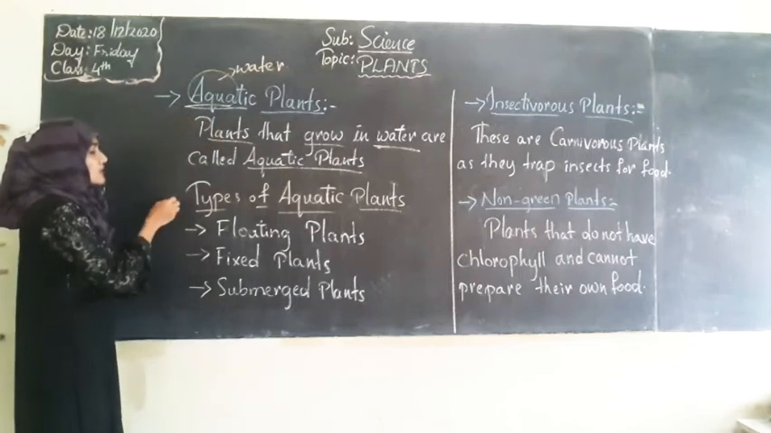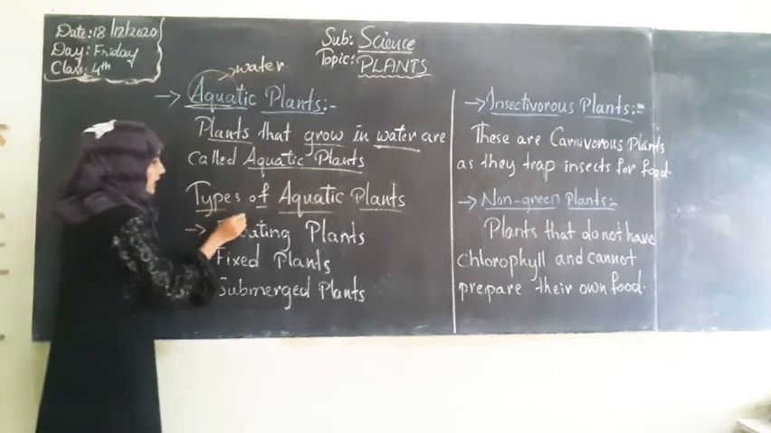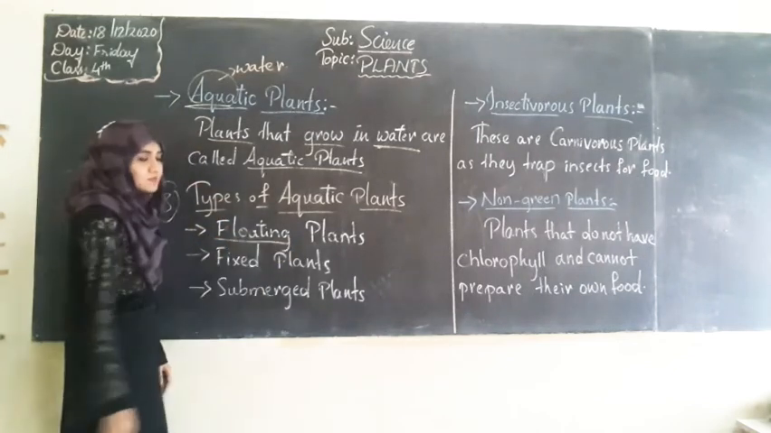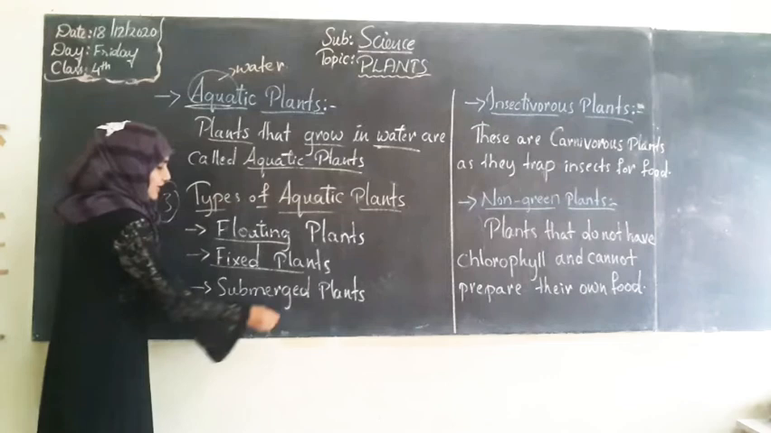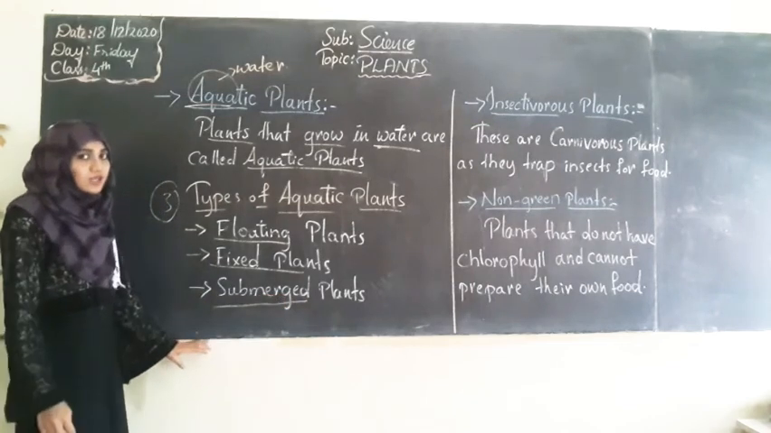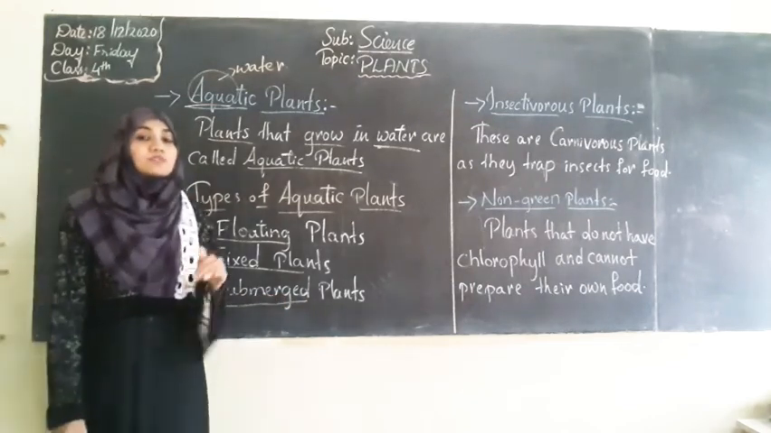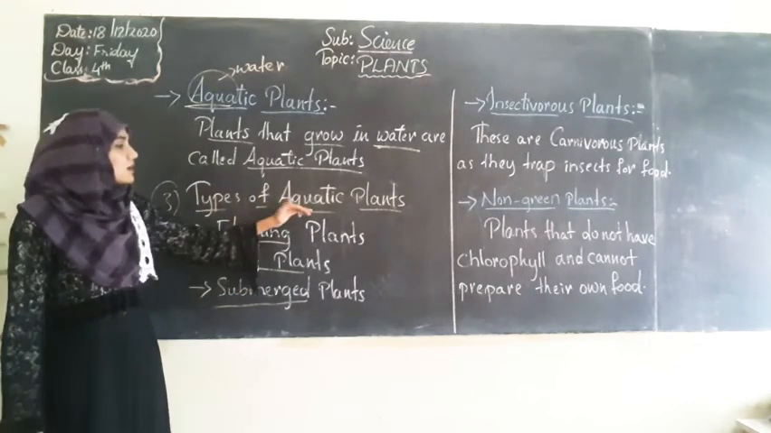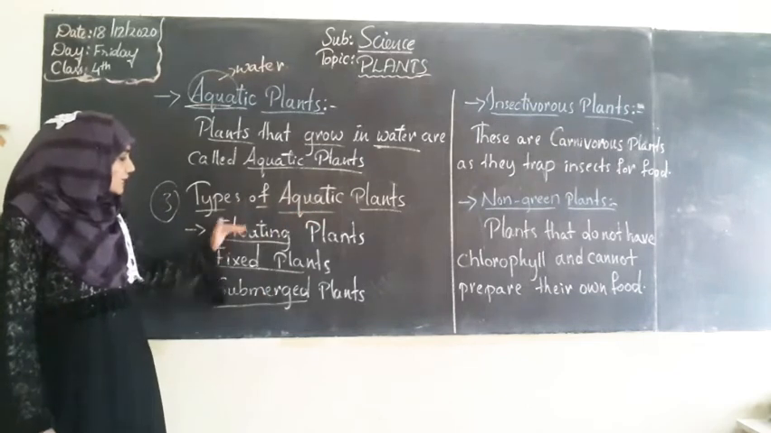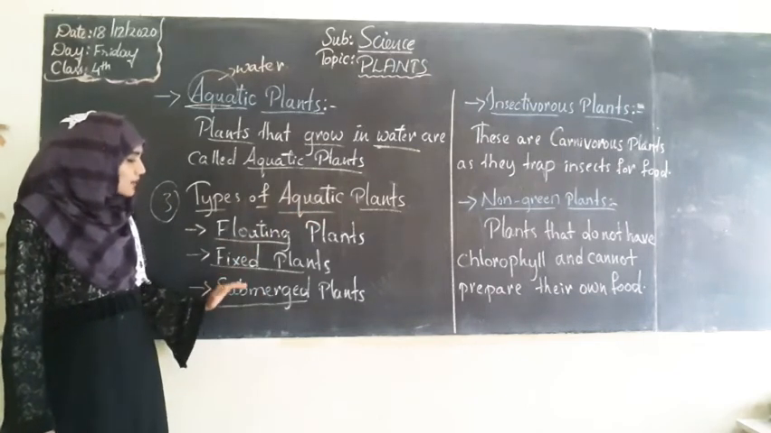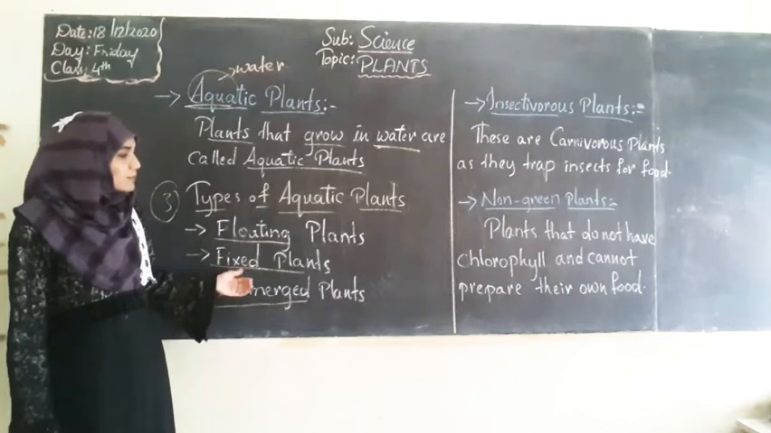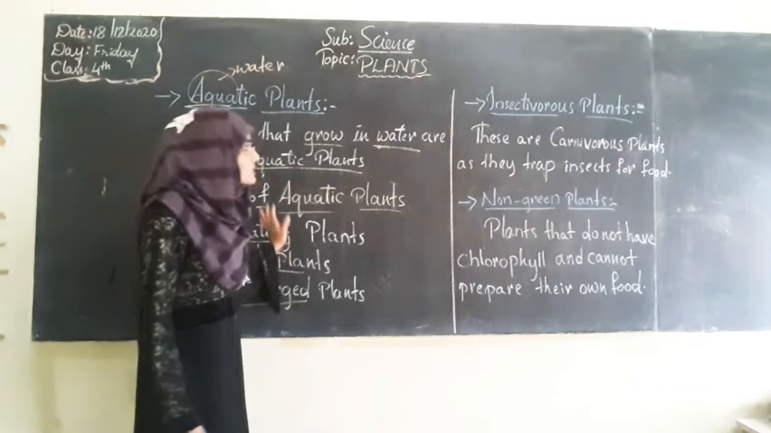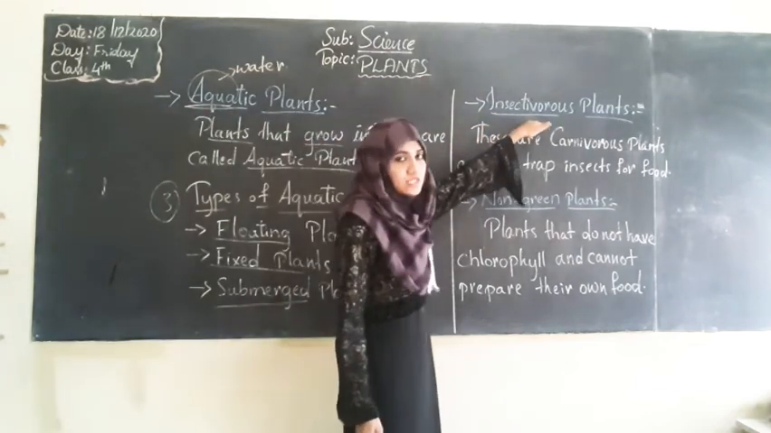Now these aquatic plants can be again divided into three types. The three types of aquatic plants are floating plants, fixed plants and submerged plants. Like how we have different types of terrestrial plants, similarly we can find three different types in aquatic plants. Now what is the difference between these floating plants, fixed plants and submerged plants and what are the examples for this? Now we will see with the animated pictures also. After this we shall move to the insectivorous plants.